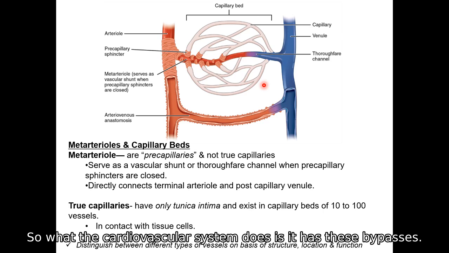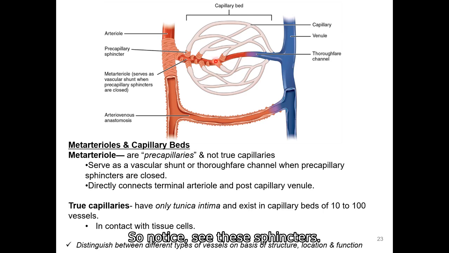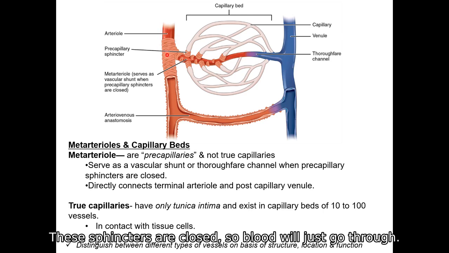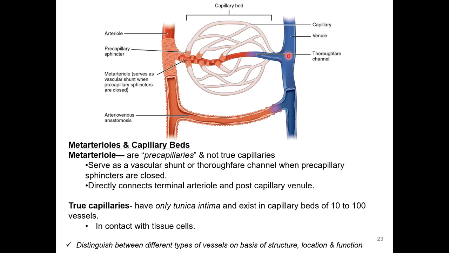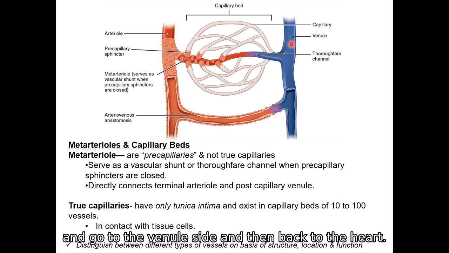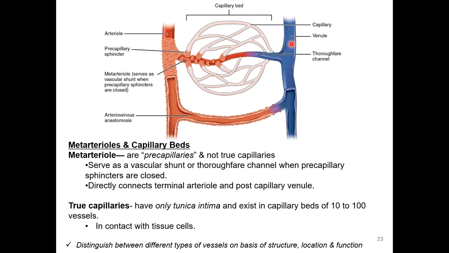So what the cardiovascular system does is it has these bypasses. So notice, see these sphincters, sorry I'm on the side. So this is the arterial side, so coming from the heart. These sphincters are closed, so blood will just go from the arterial side, through the capillary, bypass it, and go to the venular side, and then back to the heart. So it's bypassing that tissue. These are true capillaries. This they call a metarteriole.